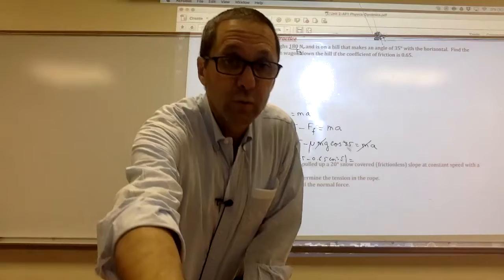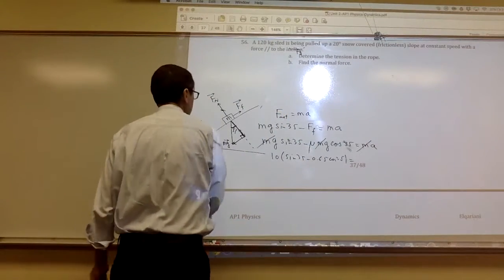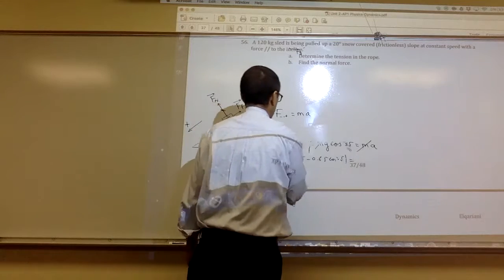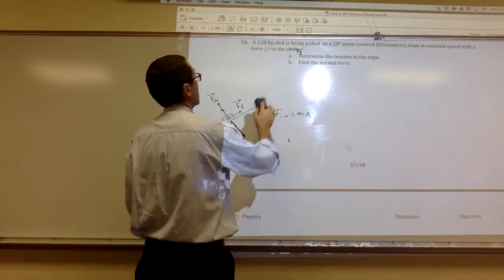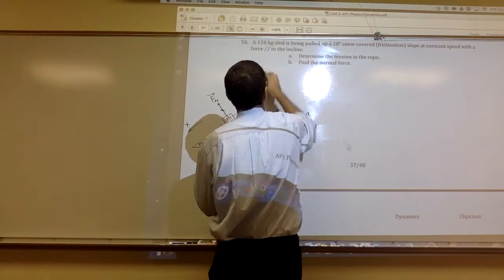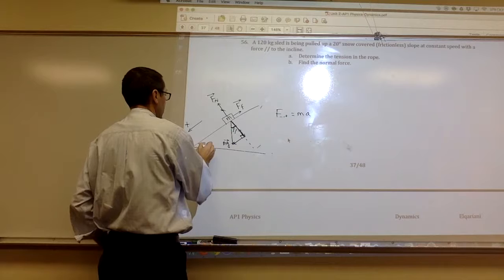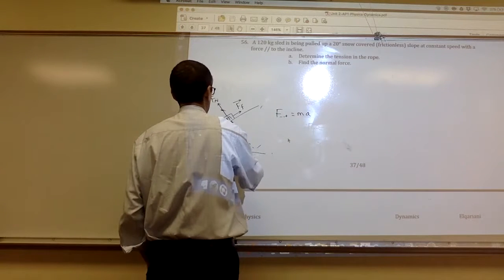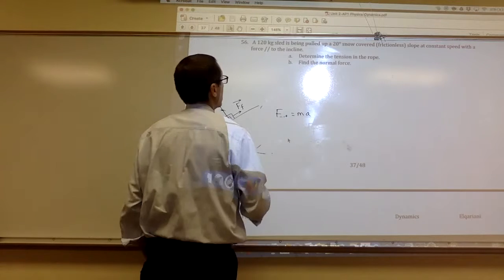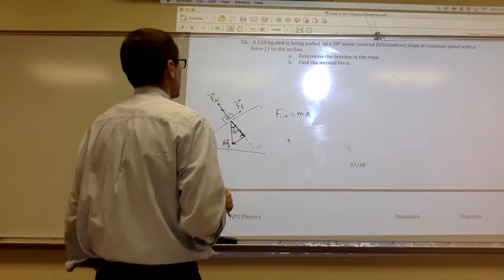All right, let's look at the one under 56. Okay. A 120 kilogram sled is being pulled up a 20-degree ramp, a snow-covered slope, with a constant speed, with a force parallel to the incline.